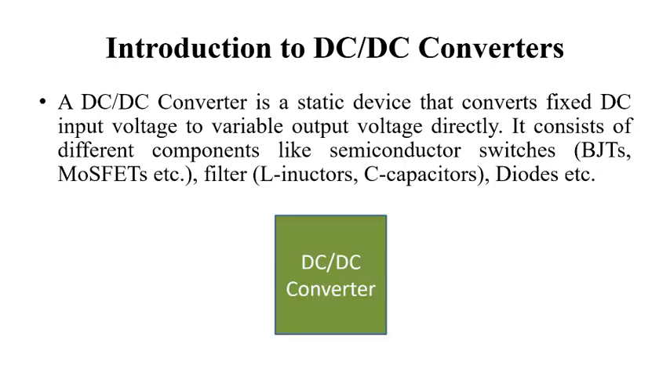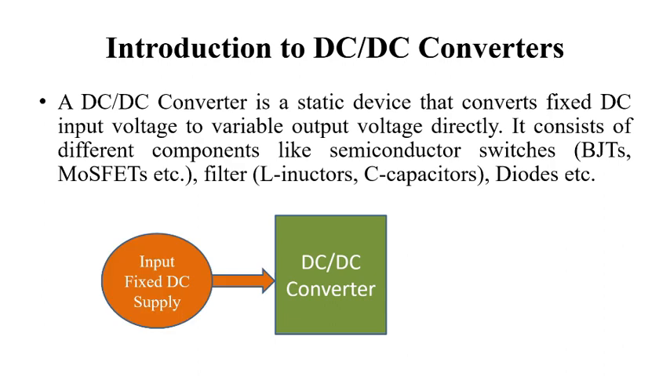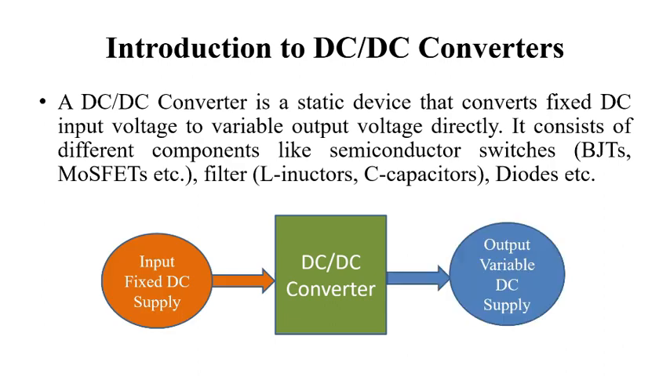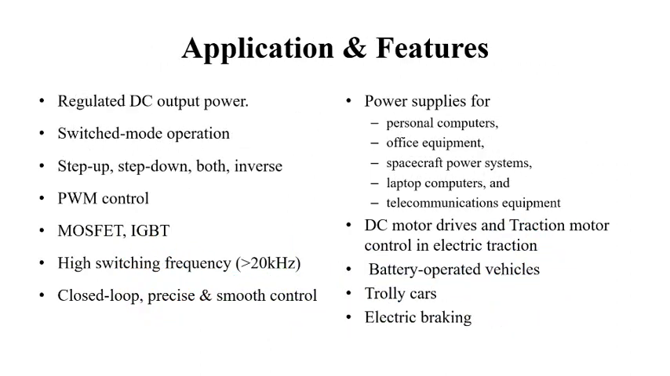On the input side we have a fixed DC supply, and on the output you will find a variable DC supply. These DC to DC converters consist of different components like semiconductor switches, especially MOSFETs, IGBTs and BJTs, and the filter components. We are using inductive filters, capacitive filters and diodes. Features. So let us talk about the features first.